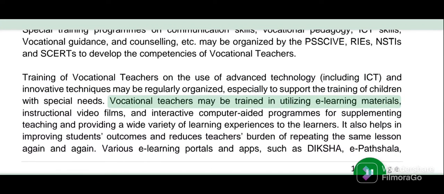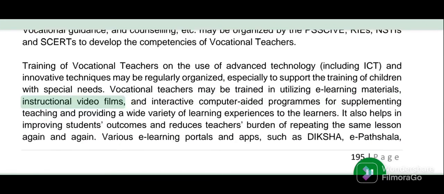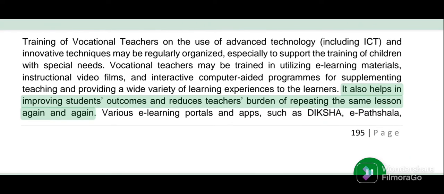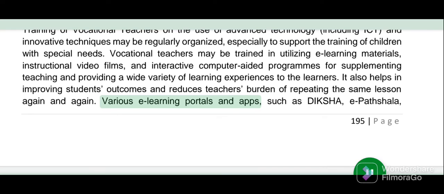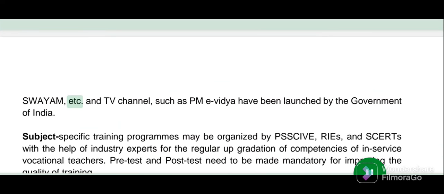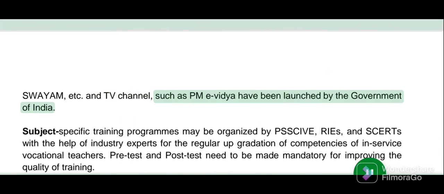Vocational teachers may be trained in utilizing e-learning materials, instructional video films, and interactive computer-aided programs for supplementing teaching and providing a wide variety of learning experiences to the learners. It also helps in improving students' outcomes and reduces teachers' burden of repeating the same lesson again and again. Various e-learning portals and apps, such as Diksha, ePathshala, Swayam, etc., and TV channels, such as PM eVidya, have been launched by the Government of India.